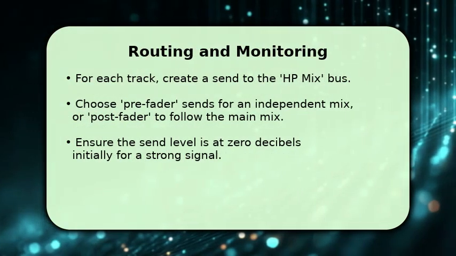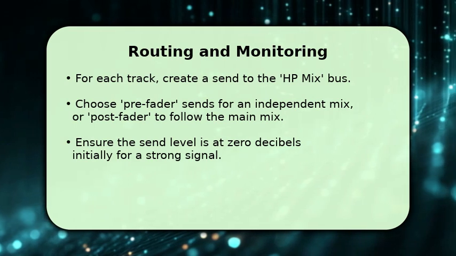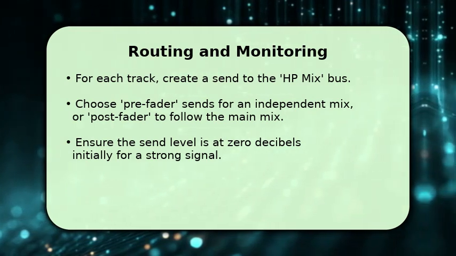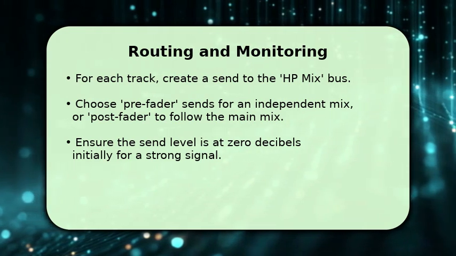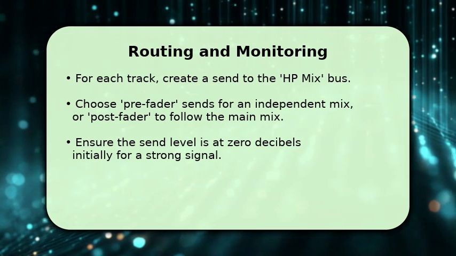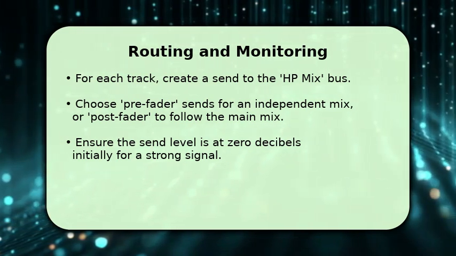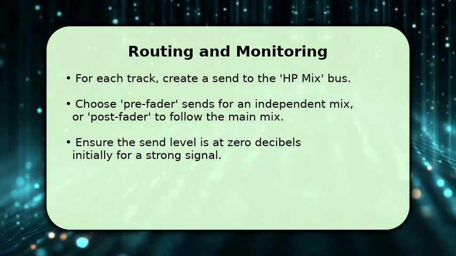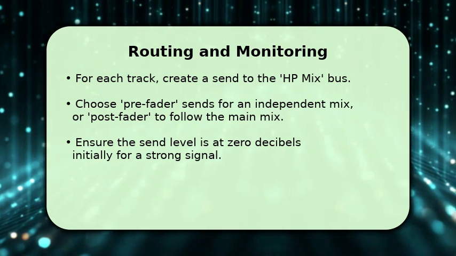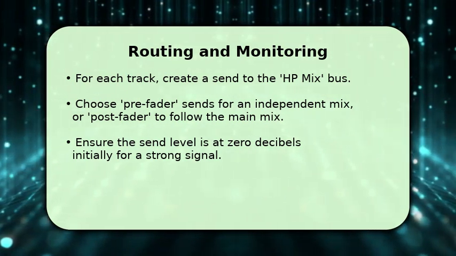Now let's handle the routing. Set the input of your HP Mix aux track to an unused stereo bus, perhaps bus 1 and 2. Then, set its output to your physical headphone output on your audio interface, often outputs 3 and 4. For each track you want in the headphone mix, create a send to that same bus. Ensure these sends are set to post-fader if you want the headphone mix to follow your main mix levels, or pre-fader for an independent blend.